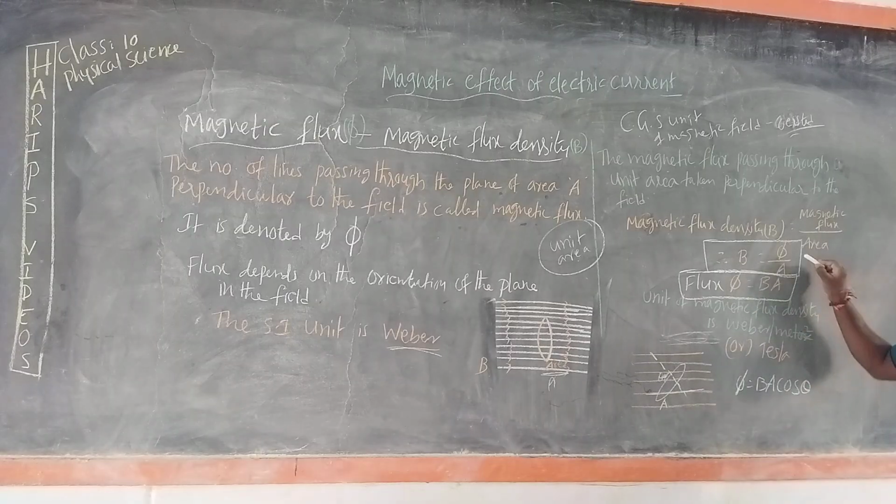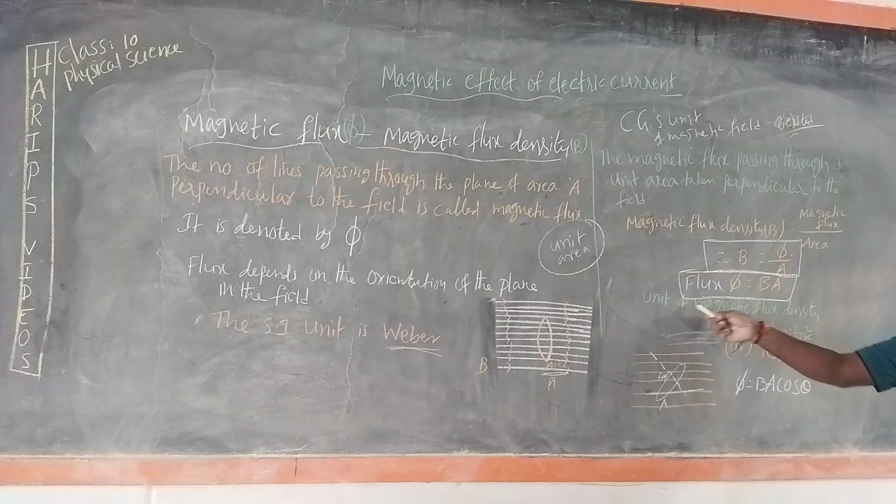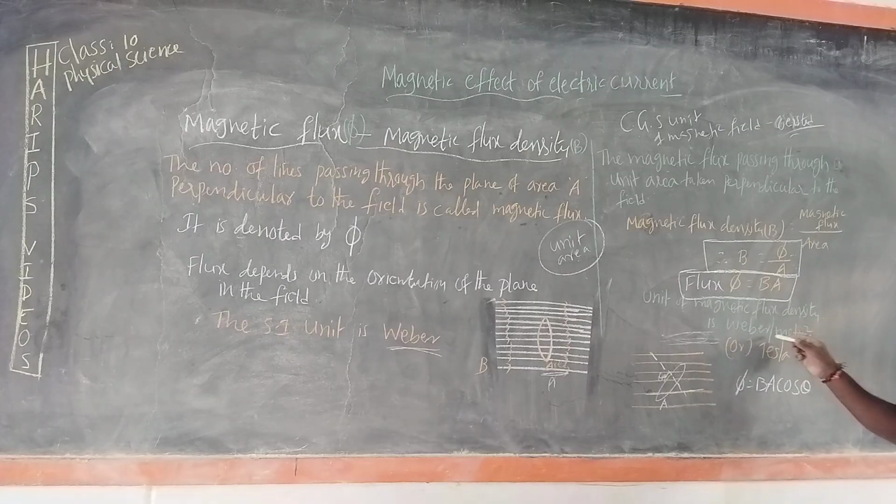As we know, the unit of magnetic flux is Weber, and area is meter square. So the unit of magnetic flux density is Weber by meter square. This Weber by meter square is called Tesla. This is about magnetic flux and magnetic flux density.